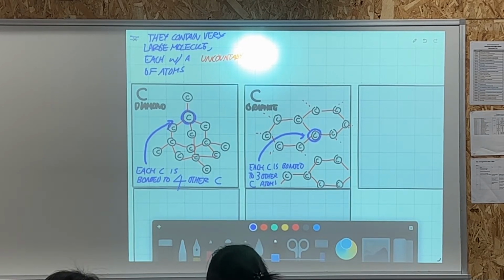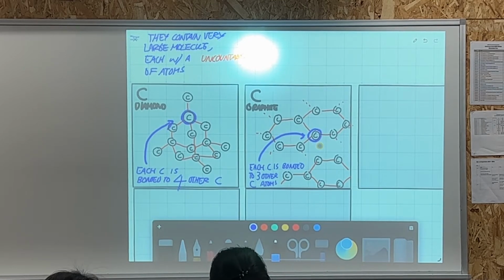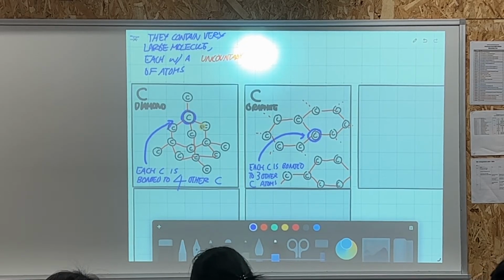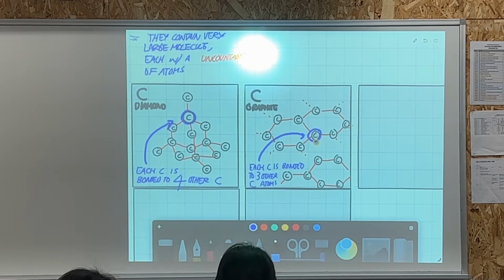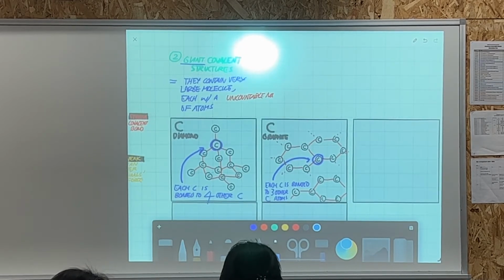Which means, how many electrons does it have left in the outermost shell? Carbon is group 4. That means it should have 4 outermost shell electrons. So after forming bonds with 4 carbons, are there any electrons left? No, not in diamond. But in graphite, how many electrons are left? 1. So therefore, graphite, is it a conductor or insulator? Conductor.